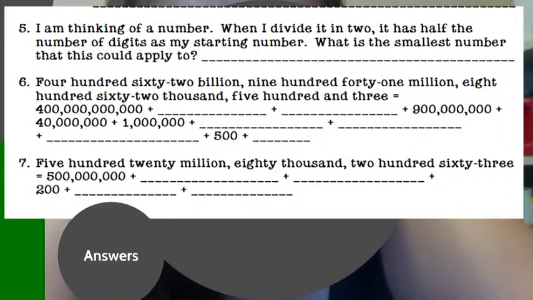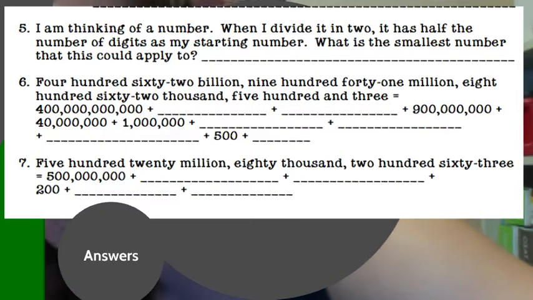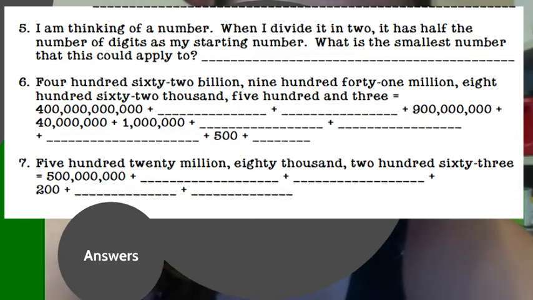Number 5, I'm thinking of a number. When I divide it by 2, it is half the number of digits as my starting number. So for example, if I started with a 4-digit number, I need to end with a 2-digit number when I divide it by 2. What is the smallest number that this could apply to? So you really want to think of maybe 2-digit and 1-digit numbers.